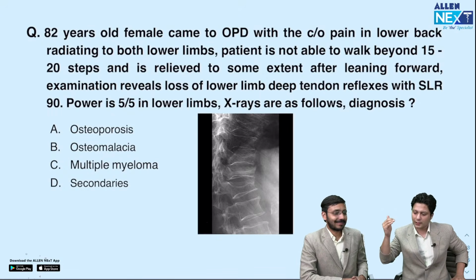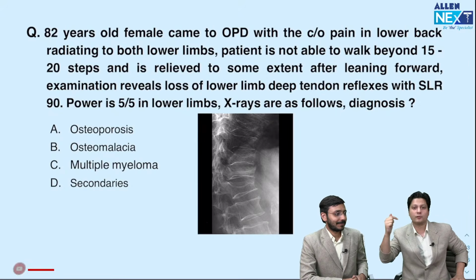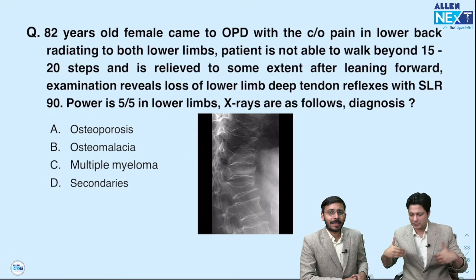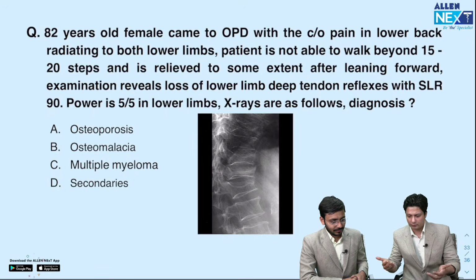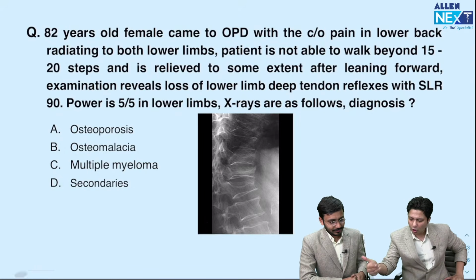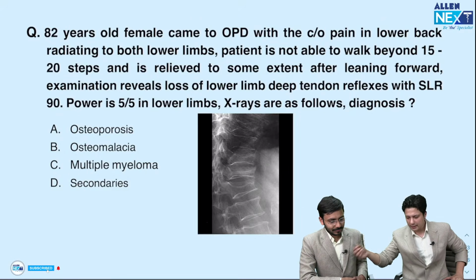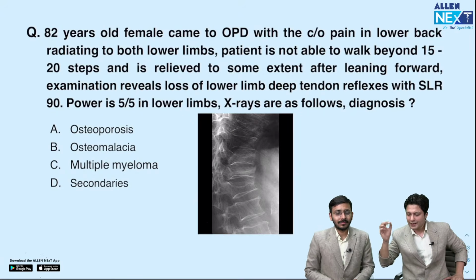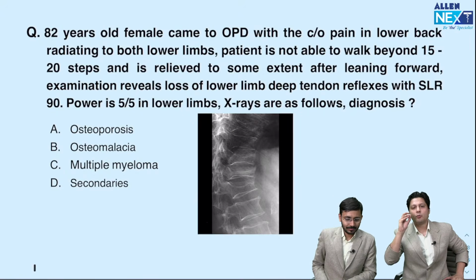which is radiating to both her lower limbs. The patient is not able to walk beyond 15 to 20 steps and is relieved to some extent when she bends forward, on leaning forward. On examination, there is a loss of lower limb deep tendon reflexes and the SLR is found to be 90 degrees. Power is 5/5, that means there is no neurological involvement. X-rays are as follows. What is the most probable diagnosis that the patient could be suffering from?